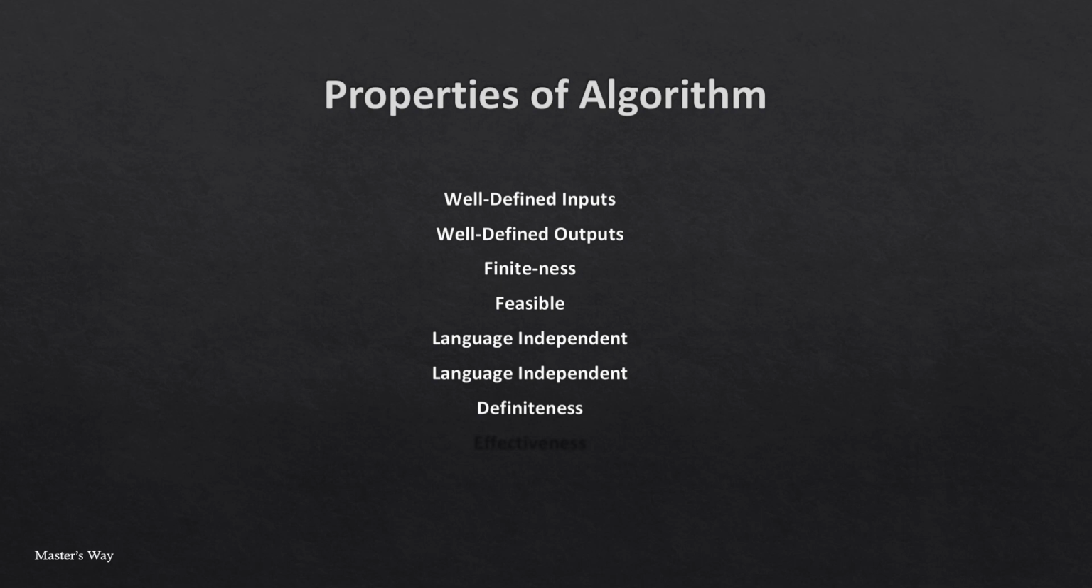And the other property of an algorithm is effectiveness. An algorithm must be developed using very basic, simple, feasible operations so that one can trace it out using just paper and pencil. So these are the important properties of algorithm.